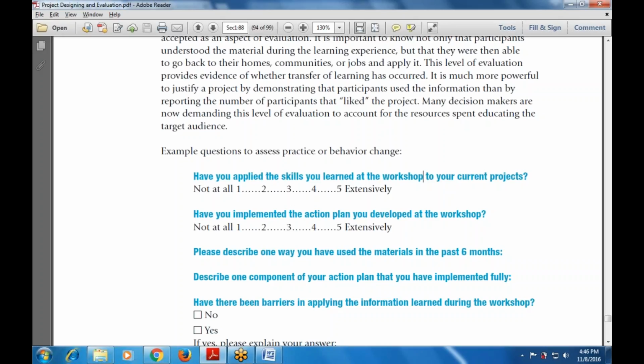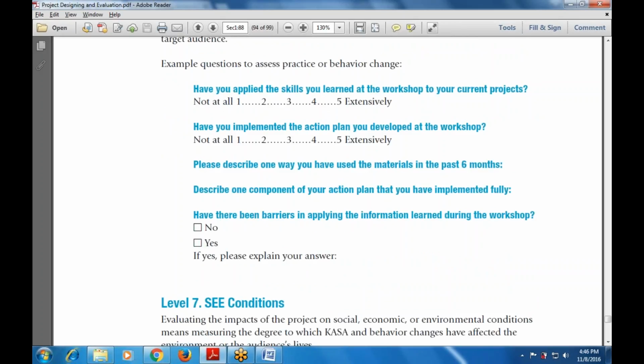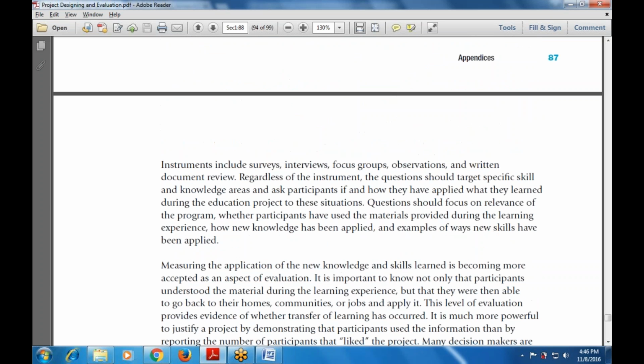The next question is: have there been any barriers in applying the information learned during the workshop? What is the main barrier? If there is a barrier, then please explain your answer. Explain your answer in the sense of whatever data is required to answer the questions.